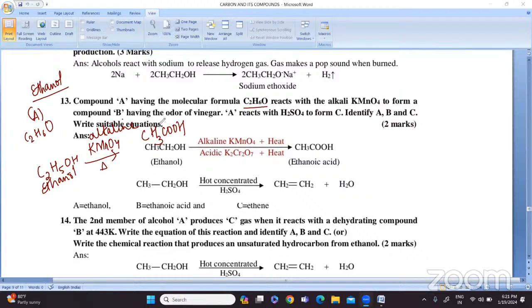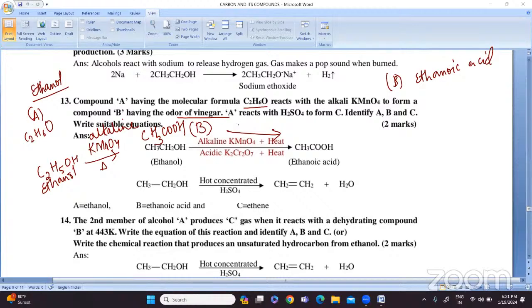Now, this is the compound B. So which is the compound B? Compound B is ethanoic acid. Now, what is happening? Compound B, ethanoic acid, has a smell of vinegar. Okay, so the reaction is this much only.